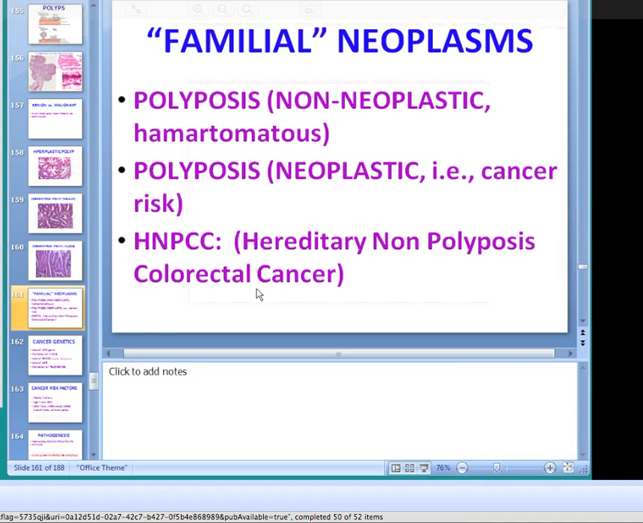Okay, you know that neoplasms can be familial. There's familial polyposis. We're not going to go into the genetics of that because it's horrendous.